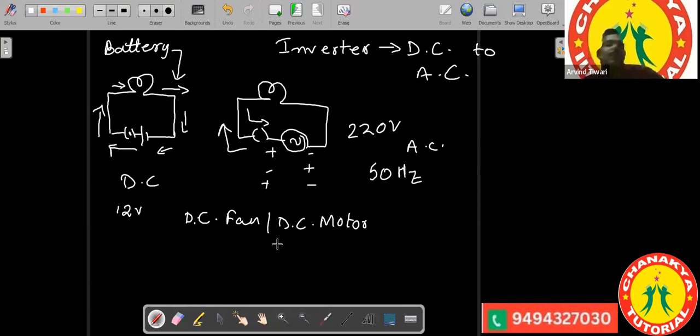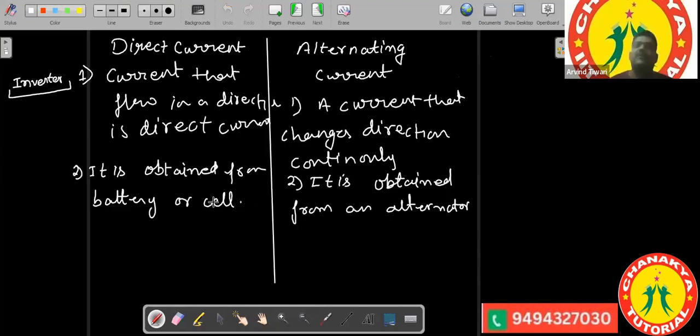But in case of AC, it never happens. There is no plus and minus on your switch. There is no plus and minus on the board. Whichever way you plug in, it will always run in the same direction. Okay. So in the differences, the second point of difference we have written is that DC current is obtained from a battery or cell and AC current is obtained from an alternator. DC current cannot be supplied to long distances.